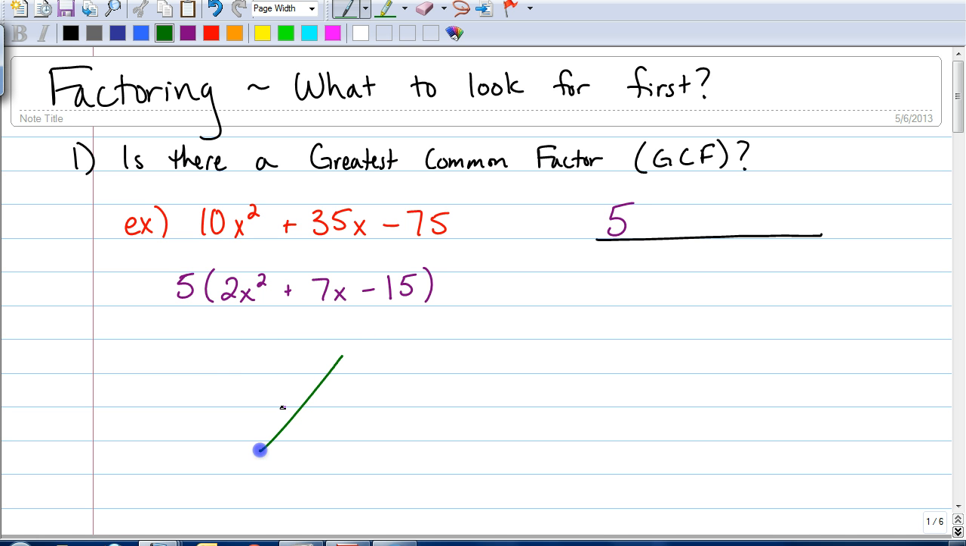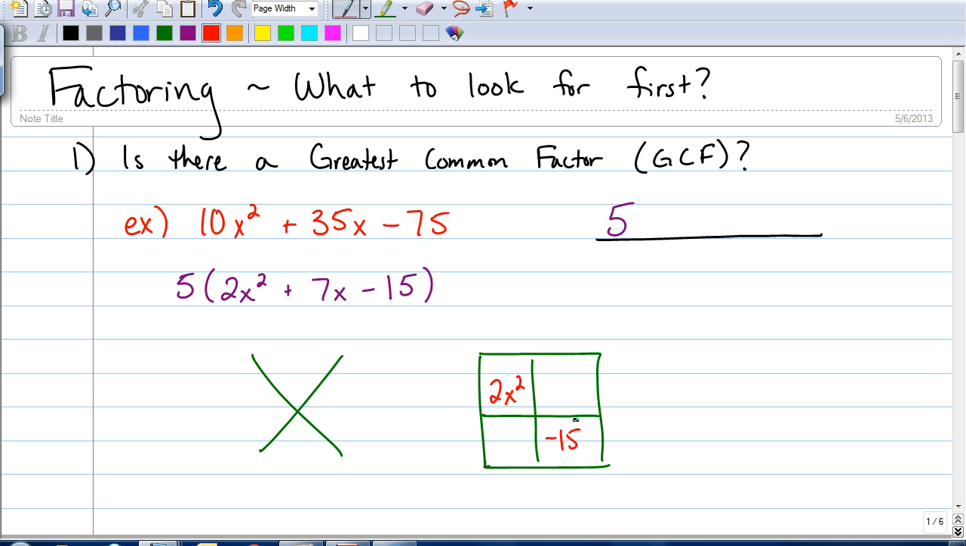Now we're going to go ahead and use the X box method that we learned about in the last video. So again, what we do is we put the first term, in this case 2x squared, and the last term, negative 15, in these 2 boxes. And we multiply the first and last term, just as a review. 2x squared times negative 15 is negative 30x squared. Put the 7x down here.